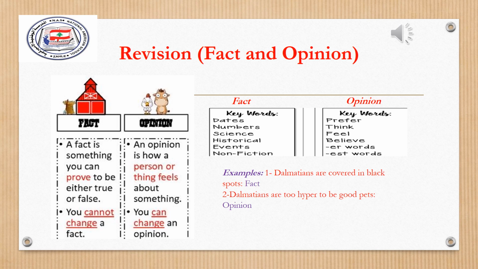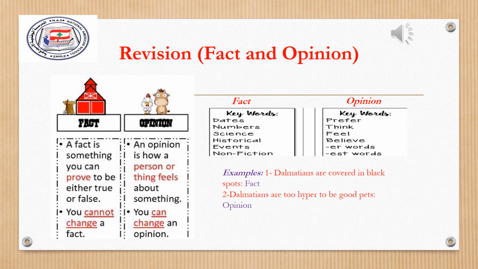Example. Number 1. Dalmatians are covered in black spots. This is a fact. How can I know that? Because I can prove it to be either true or false. How? By doing research or looking at a picture of a Dalmatian and reading about these kinds of dogs.